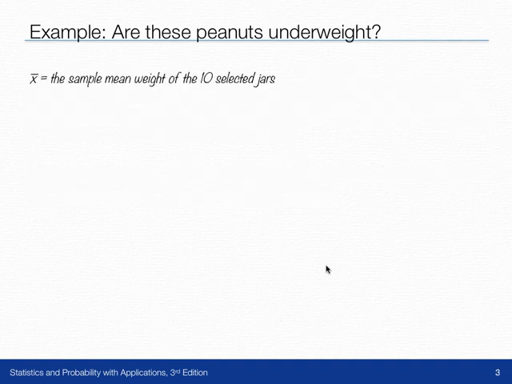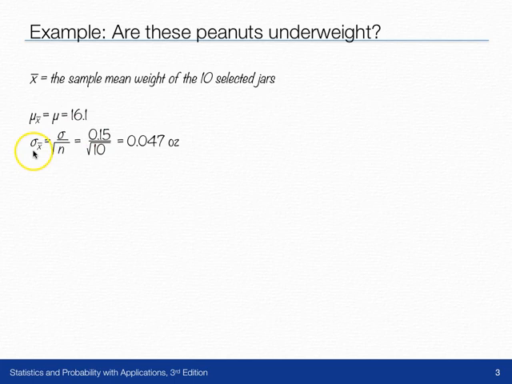So the first thing we need to do is identify the variables that we're going to use in this problem. In this case, X bar is the sample mean weight of the 10 selected jars. And we want to know some properties of X bar. The mean of X bar, that is the mean of all the sample mean weights of 10 selected jars, is going to be the mean of all the jars put together, which is 16.1 ounces.